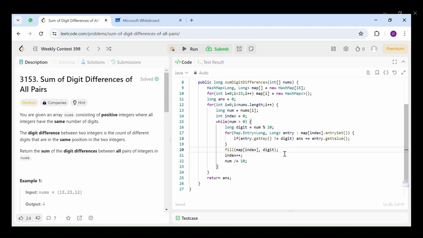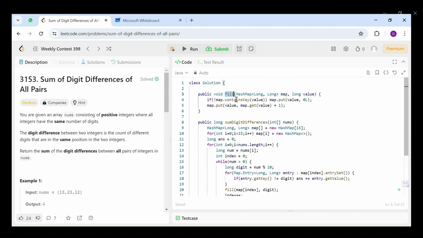I have created a separate function in Java to fill the digit in the map, because as in C++, it is not straightforward just plus plus. You need to check whether the key is present or it is not present. So I have created a separate function. Over there it checks if the value is not present in the map, I will have to push it with a count of 0 and then I increment the count.